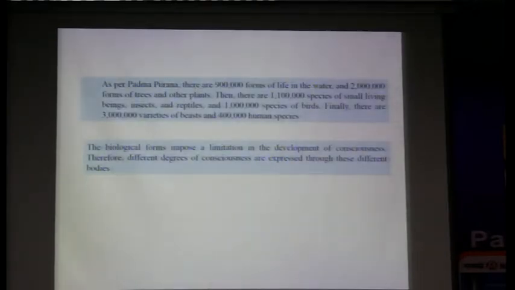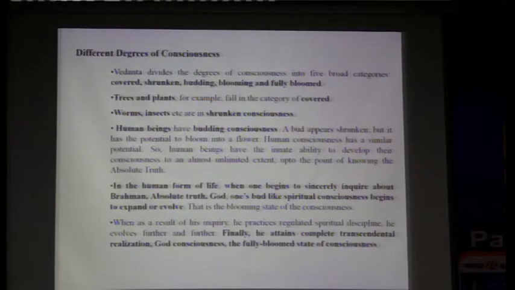The biological forms impose a limitation in the development of consciousness. Therefore, different degrees of consciousness are expressed through different bodies. So here, in the last two, three presentations, I was just looking at the discussion of consciousness. But here, Vedanta is telling in a more vivid way the different degrees of consciousness: that consciousness can be categorized into five broad categories, which are covered, shrunken, budding, blooming, and fully bloomed.